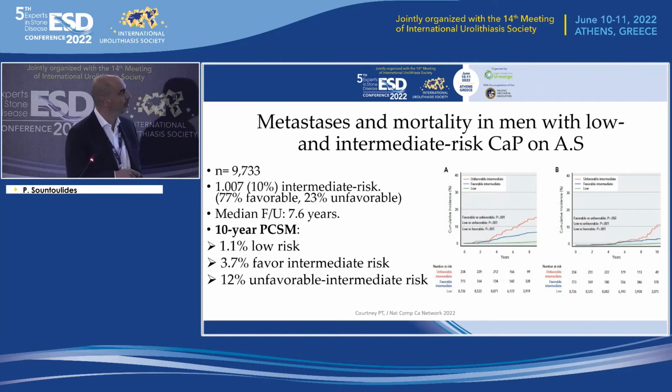As you can see in the graph, this is the risk of metastasis, and this is the risk of death. The difference is, of course, statistically significant. As you can see, there's a four-fold increase in the risk of failure of active surveillance for patients in the unfavorable intermediate risk group.